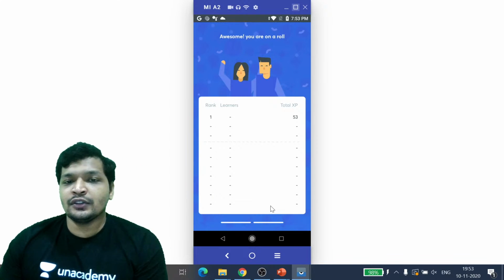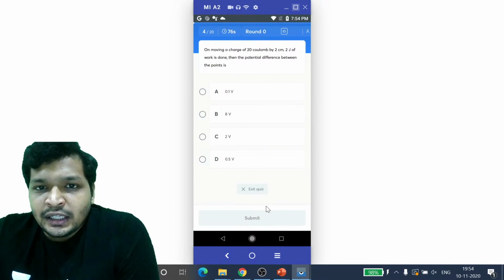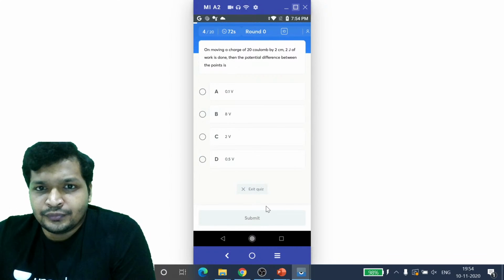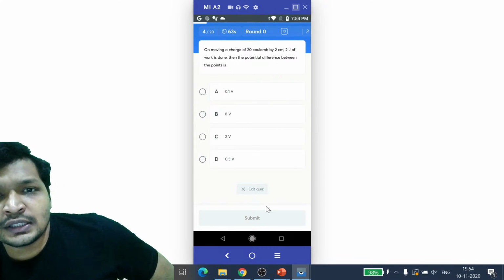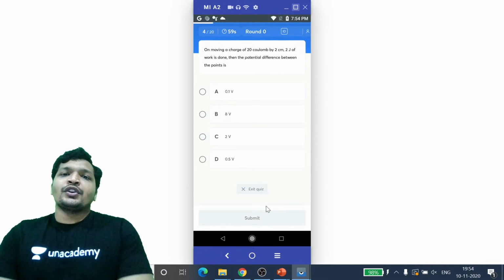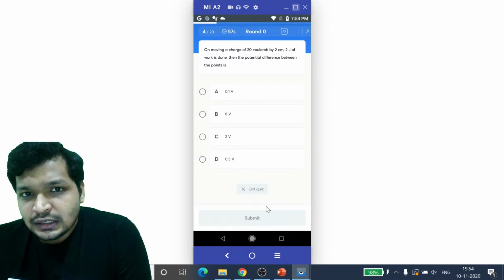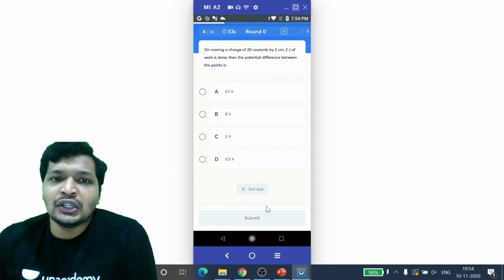Alright guys, let's get on to the next question then. On moving a charge of 20 Coulomb by 2 centimeters, 2 joules of work is done. Then the potential difference between those points is how much? So Q delta V, you know how to do this. Q delta V is equal to the work done.